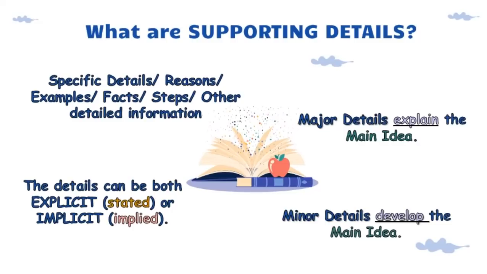Supporting details can be divided into two, major details and minor details. Major details generally explain a main idea, whereas minor details further develop the main ideas by giving specific descriptions or examples. And just like main ideas, the details can either be stated explicitly or can be stated implicitly, or implied, in a text.